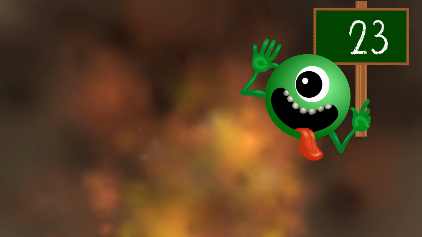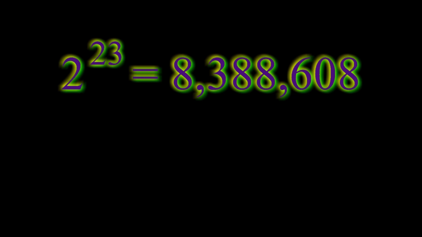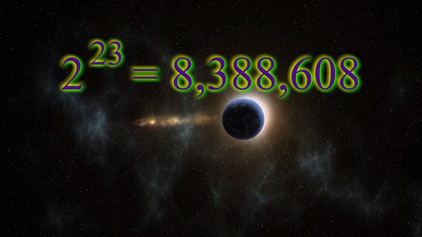So that's rare Earth. If you're curious, we're up to 23 coin flips, and the odds of getting heads 23 times in a row is about 1 in 8 million. That would happen about 50,000 times in a galaxy of 400 billion stars like our own.